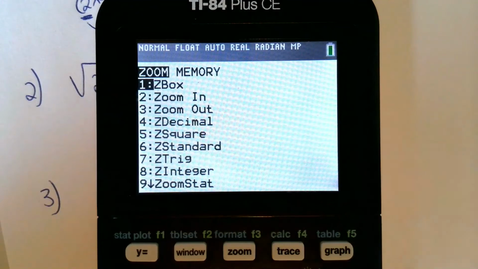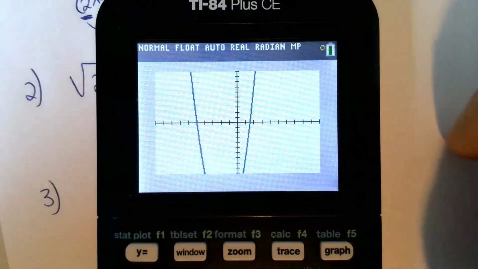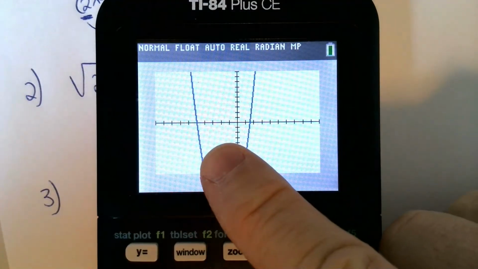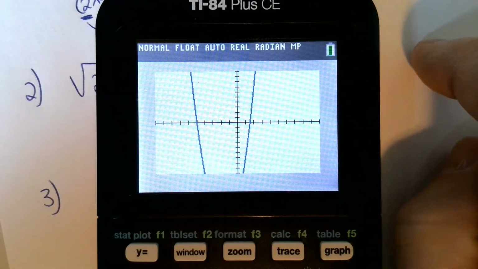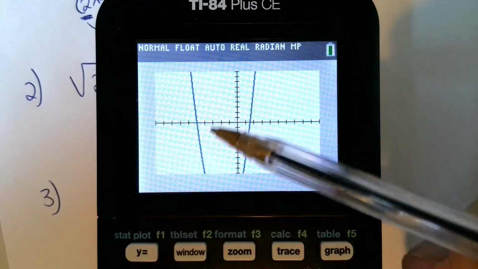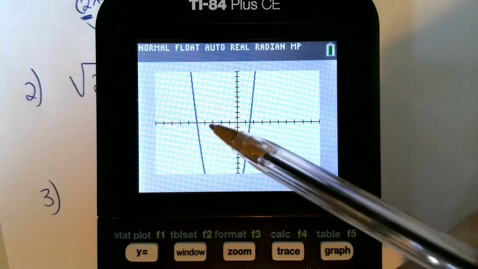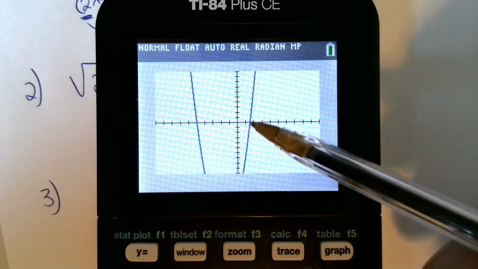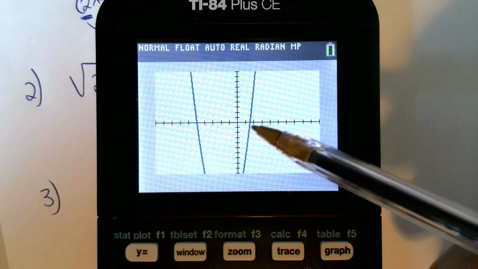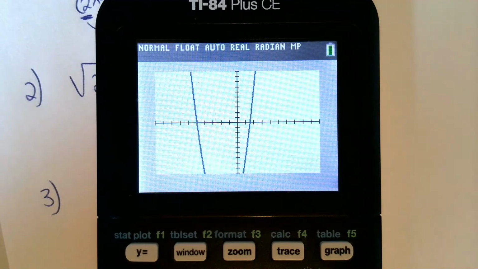Zoom 6. That's your standard viewing window, and you can see that it looks a lot like the picture that I drew on the paper just a few minutes ago. Okay, so I can see that it touches twice, and if I look closely, -1, -2, -3, -4, -5, that's one of the solutions that I said was right. And then 1 and 2, and it's right between 1 and 2, so that's 1.5.